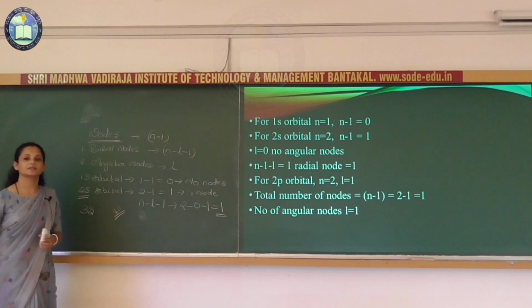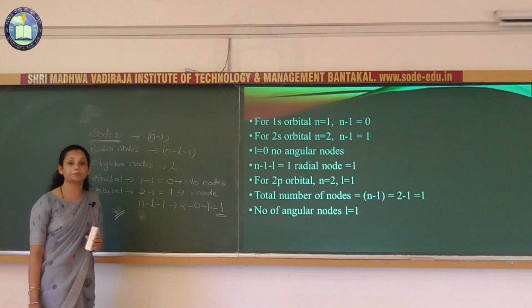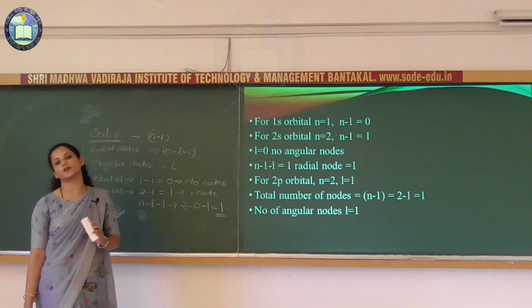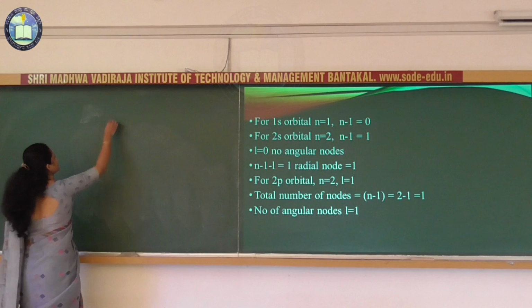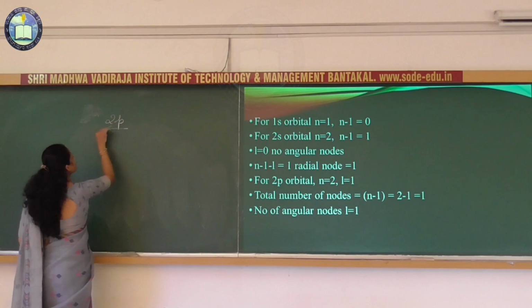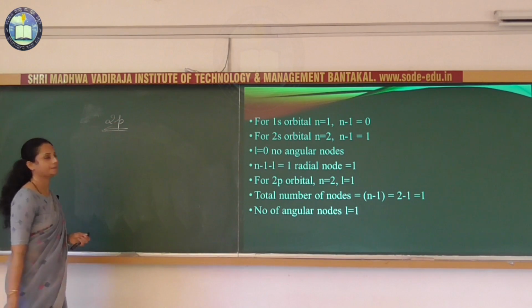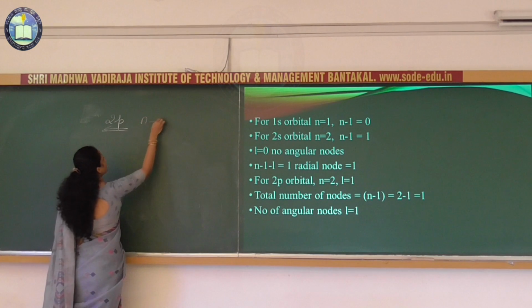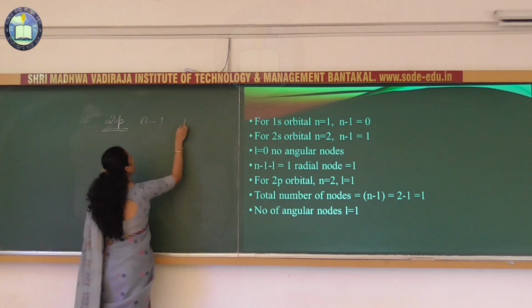Now we calculate the number of nodes in the case of p orbitals. Let us start from the 2p orbital. 2p. Total number of nodes n minus 1 is 1.